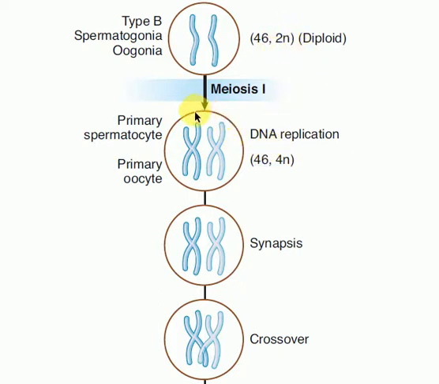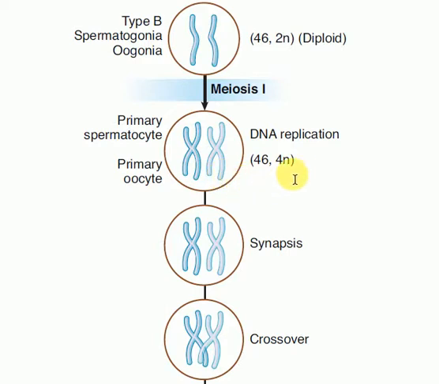Since the DNA has replicated itself, there is now twice as much DNA in this cell as compared to the primary spermatocyte or the primary oocyte. The number of chromosomes remains the same. It's the same two chromosomes, or a pair of chromosomes. This is one chromosome and this is the other chromosome. But the DNA has doubled.